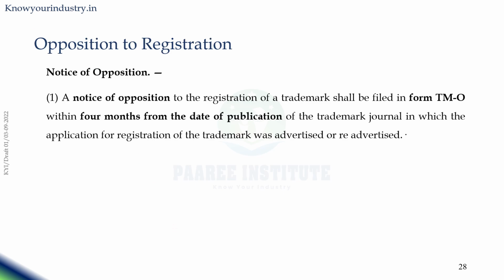Opposition to registration. After advertisement of the trademark application in the trademark journal, within 4 months, any person can file a notice of opposition to the registration of the trademark. The notice of opposition shall be filed in form TM-O within 4 months from the date of publication of the trademark journal.